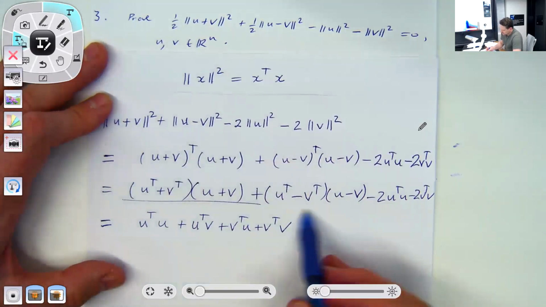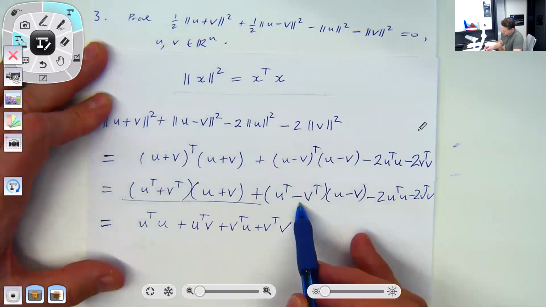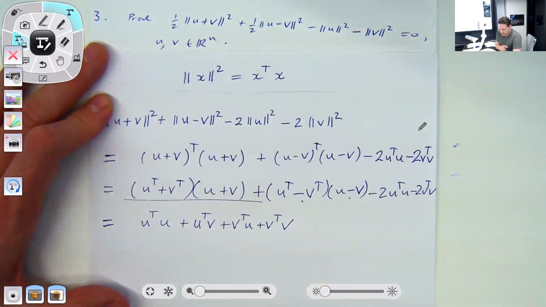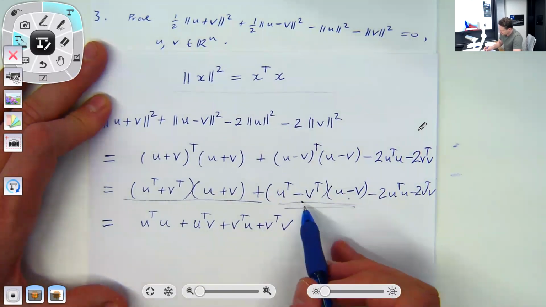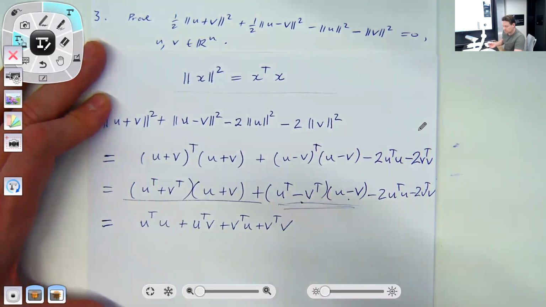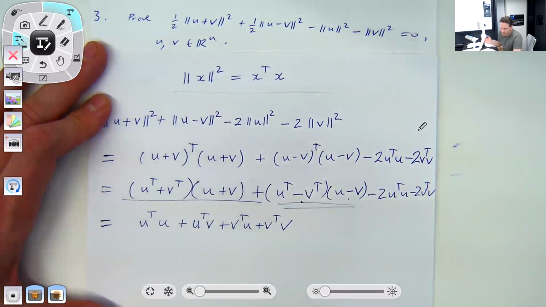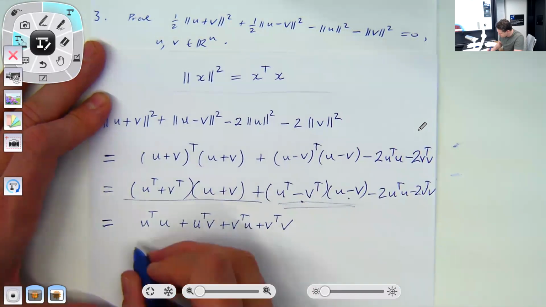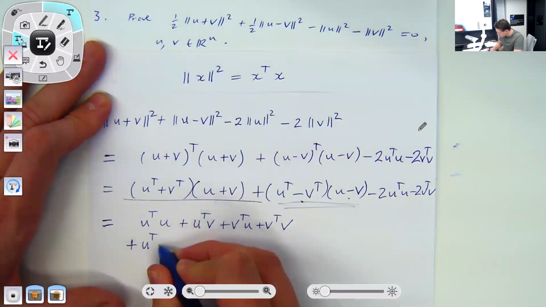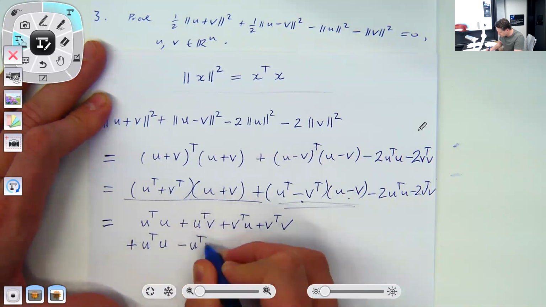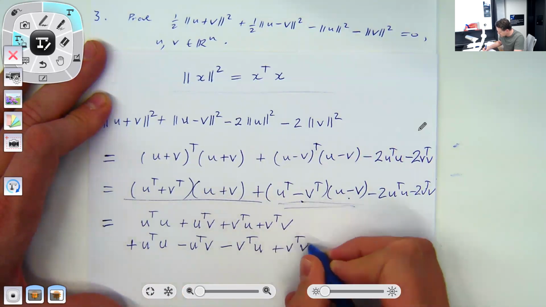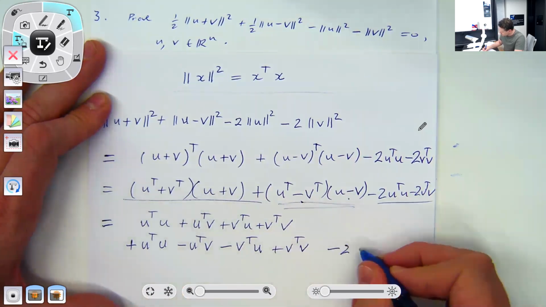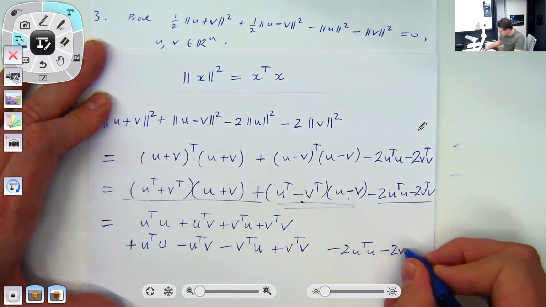Now you can see the difference between these two is not much. There's a minus sign there. Otherwise it's the same, right? So the expansion of this one will look a lot like this one, except for the middle two terms will have minus signs in front of them. I'm not going to say they're negative, right? Because they have whatever sign they have, but there are minus signs in front of those. So then we write u transpose u, and then minus u transpose v, and then minus v transpose u, and then plus v transpose v, and then let's not forget these two, so minus 2 u transpose u minus 2 v transpose v.